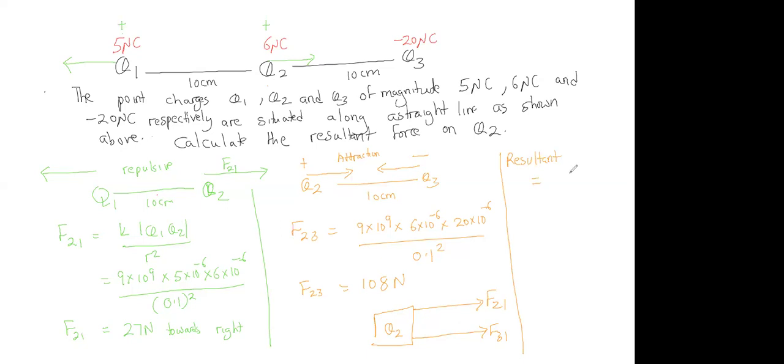Adding. So we have 108 plus 27. And what shall we get? 135 newtons. And which direction? To the right. Members, are we understanding? Yes. Okay.